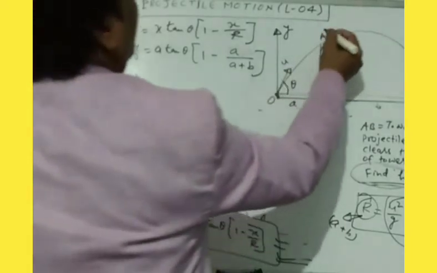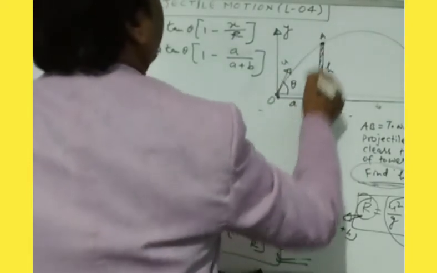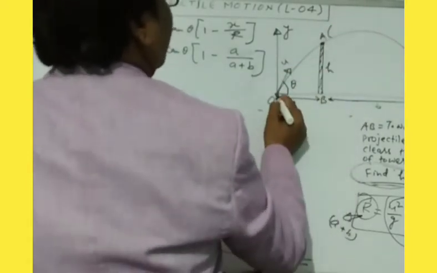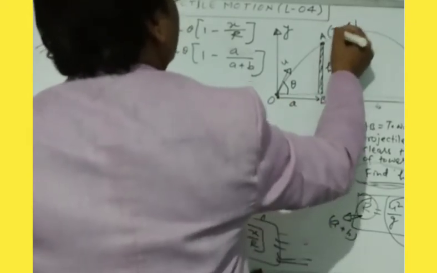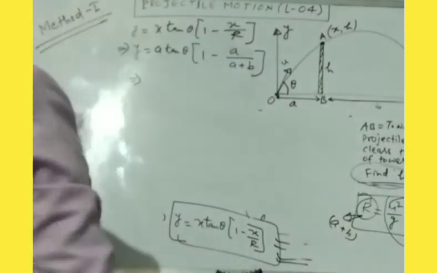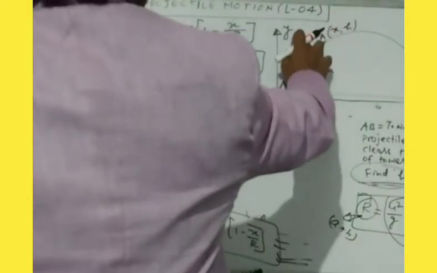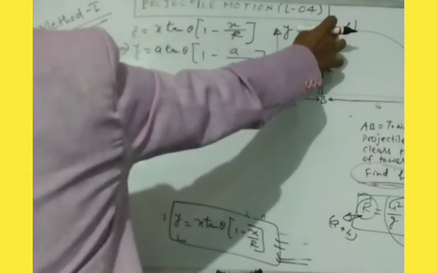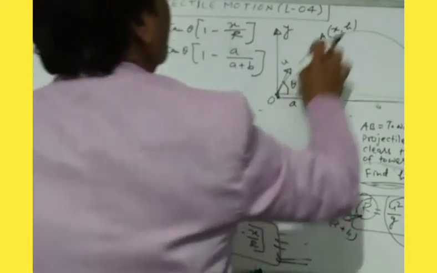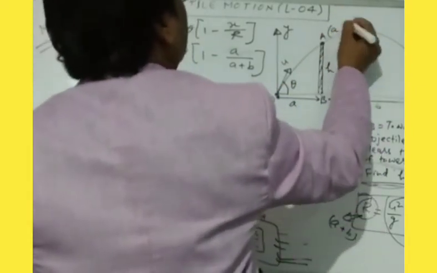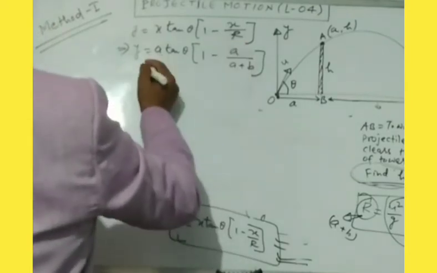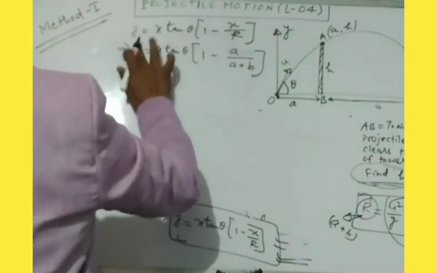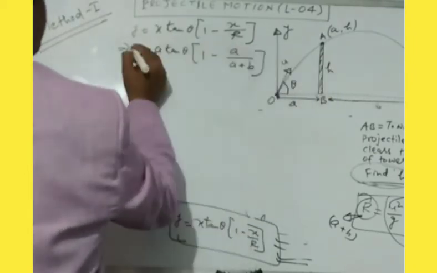So for point A, what is its coordinate? This is basically x equal to a and y equal to h. For this point A, if you apply this equation, then you must put x equal to a and y equal to h.